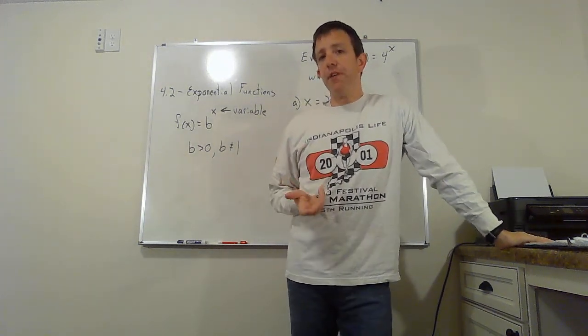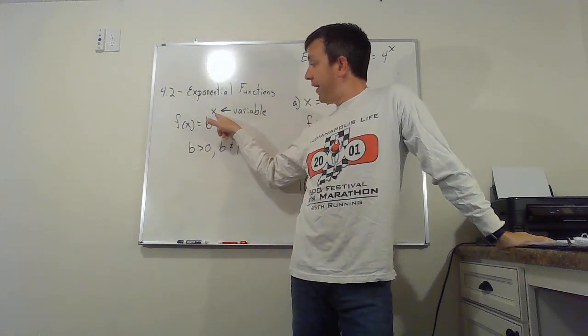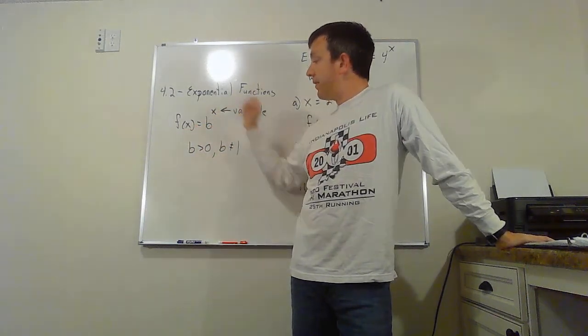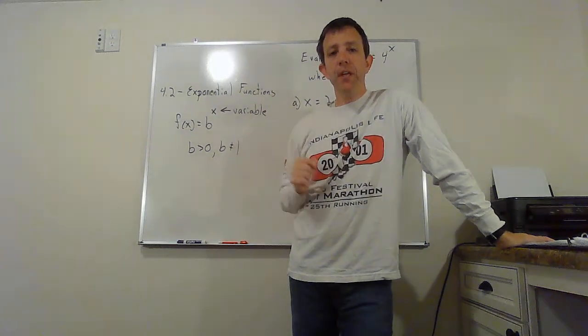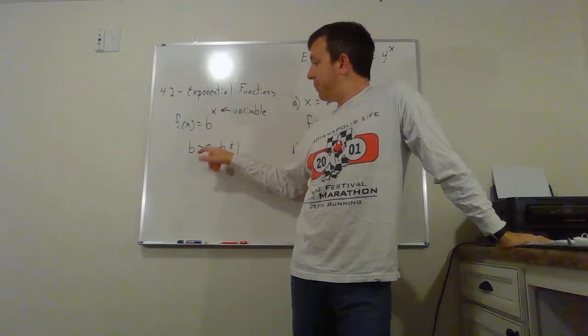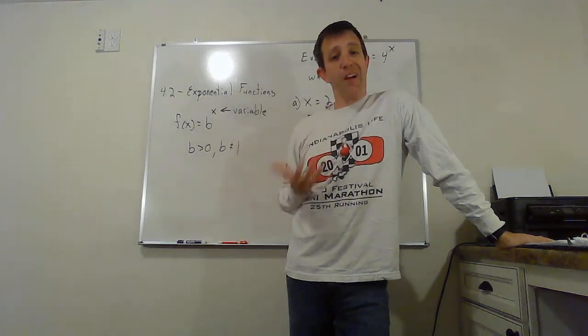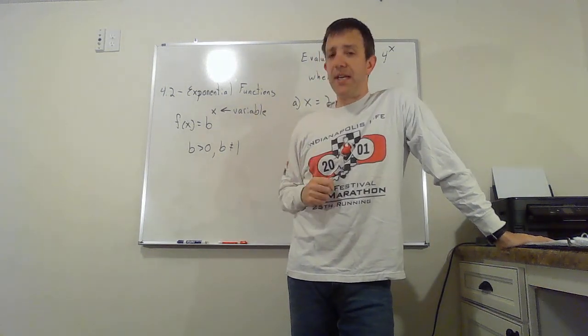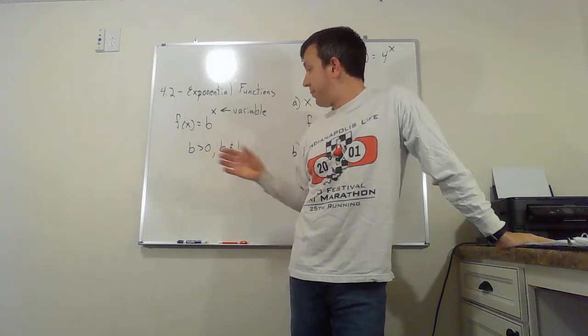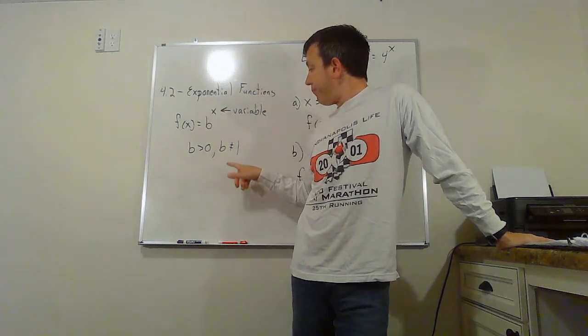So exponential functions happen when your variable is the exponent. So you can see here I have f of x is equal to b raised to the x power. And we have to put a couple of restrictions on our base. First of all, the base has to be positive. We're not allowing any negatives. Really weird things happen if your base is negative. Feel free to go look it up. I'm sure you could find it somewhere, but we're not going to cover that here.